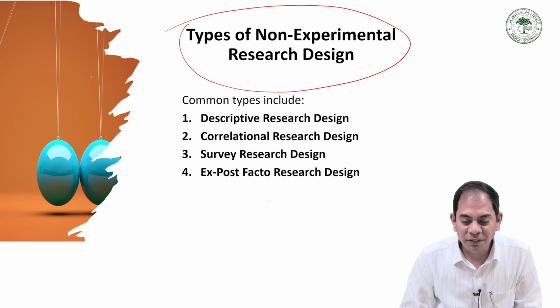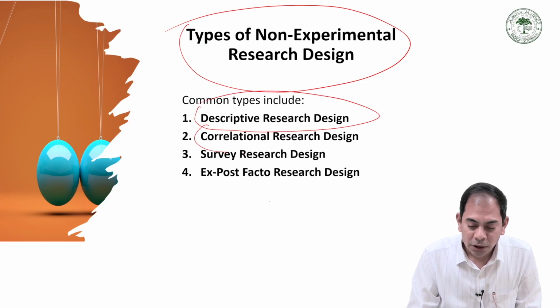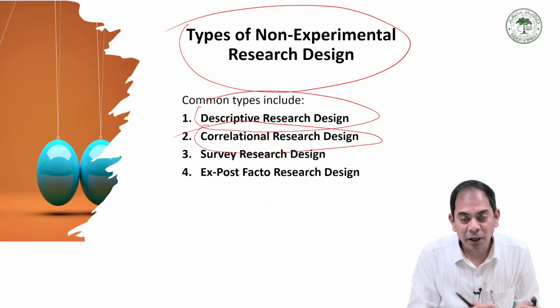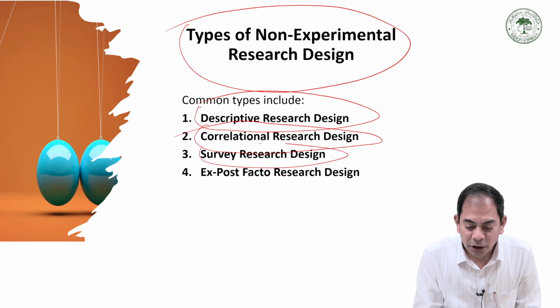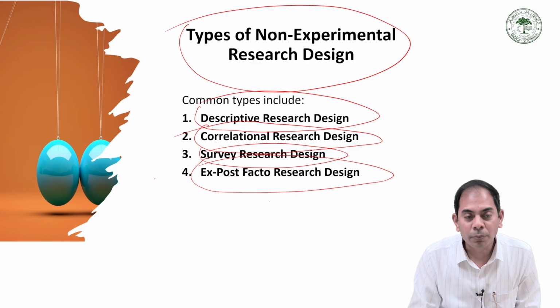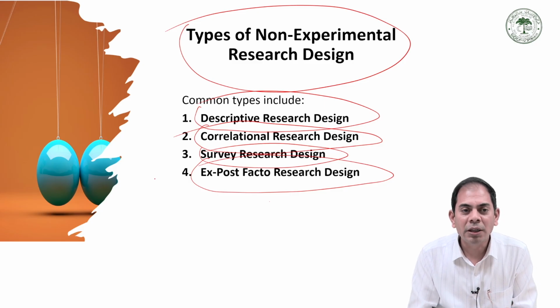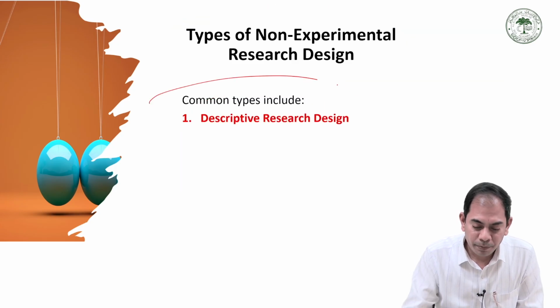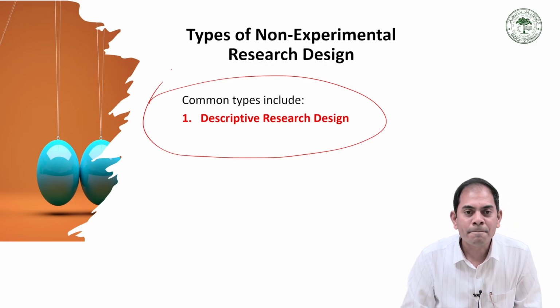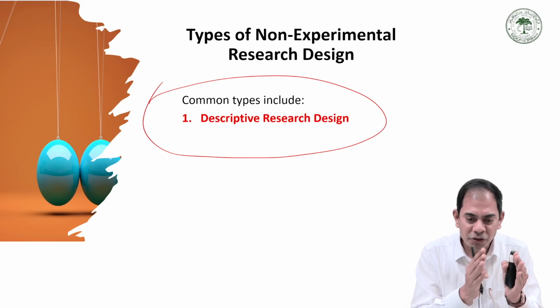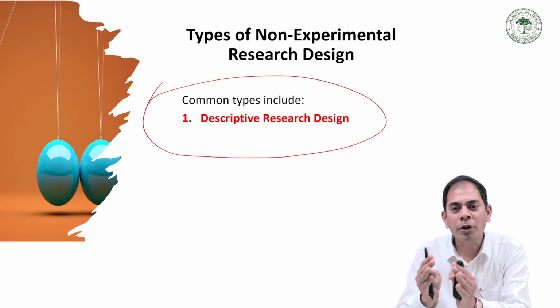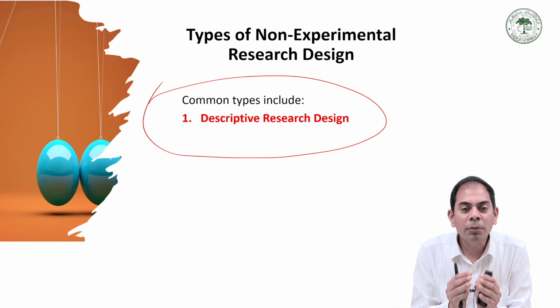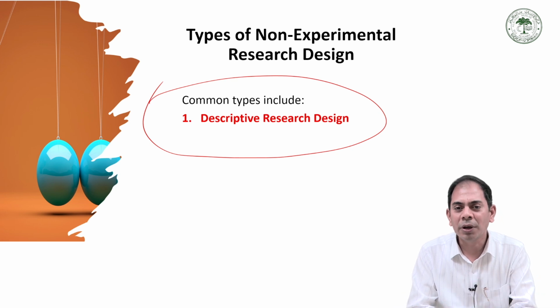Here we discuss the different types of non-experimental research: the descriptive type of research, second correlation, to find out relationships, which we already discussed, then the survey research method, and ex post facto research. In the next few slides, briefly, we try to understand all four types of non-experimental research design. The first is the descriptive research design. In a descriptive research design, the researcher watches, observes and records the existing situation, and the main purpose is to describe the phenomena. Simple.